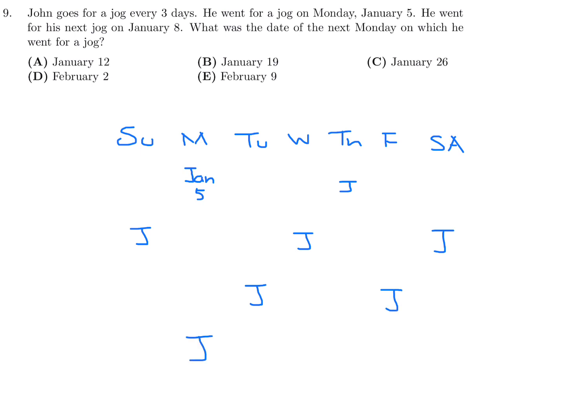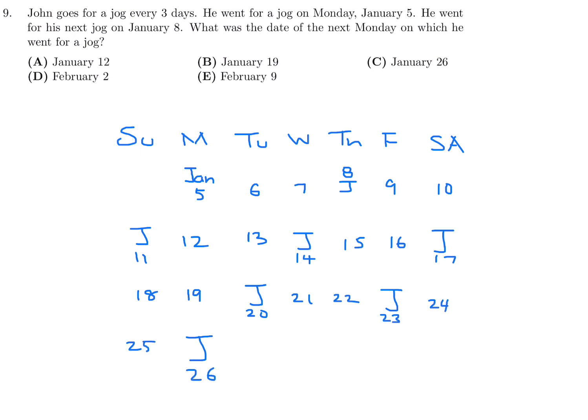So now let's count the days in terms of the date. 7, 8 here, 9, 10, 11, 12, 13, 14, 15, 16, 17, 18, 19, 20, 21, 22, 23, 24, 25, and 26. So the next Monday on which he went for a jog looks like the 26th. So number 9, the answer is C.